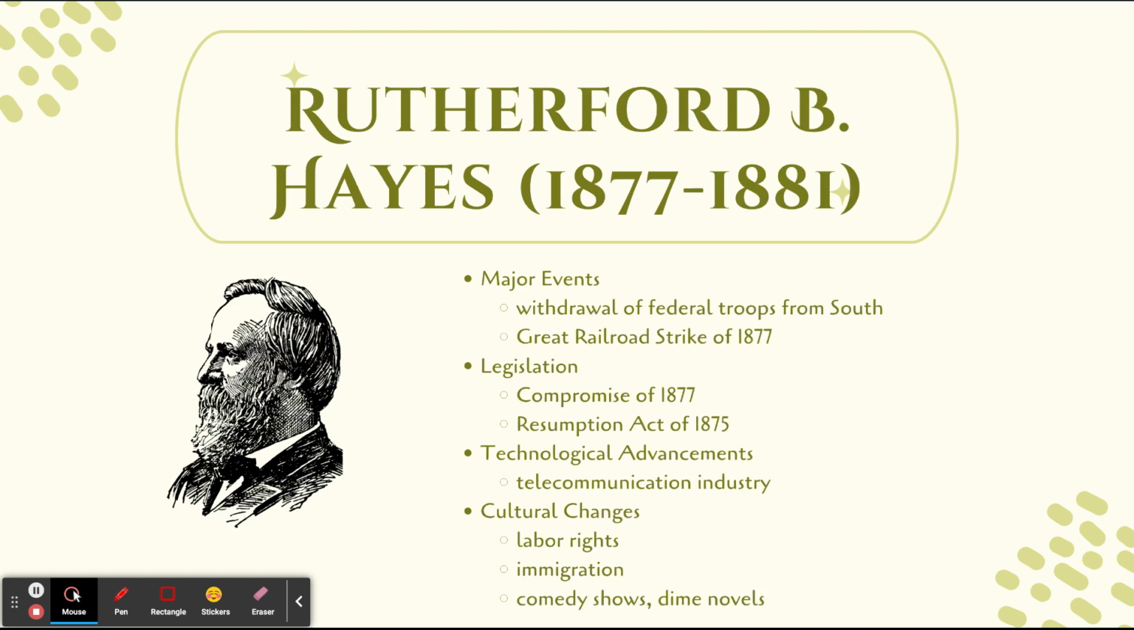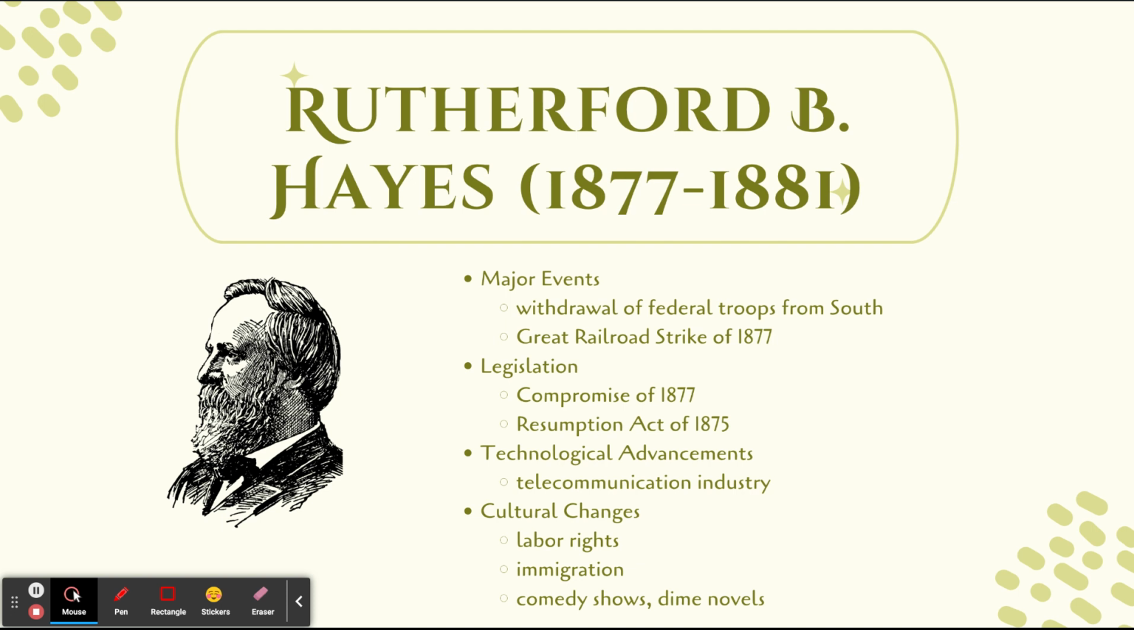Rutherford Hayes serves from 1877 to 1881. During this time period, we see the withdrawal of federal troops from the South in 1877, which represented a break in basically the federal government trying to help the former enslaved individuals to ensure their freedom. We also see the Great Railroad Strike of 1877, which represented a violent clash between state militias and federal troops over wage concerns and poor work conditions of railway workers.